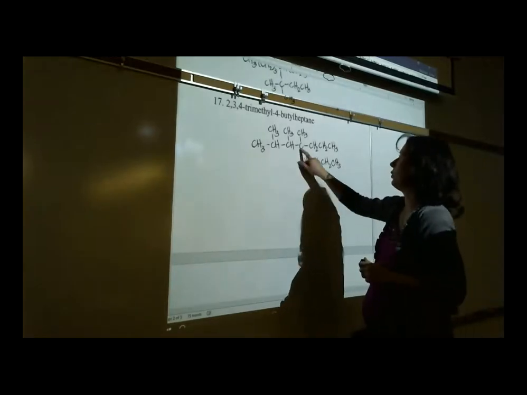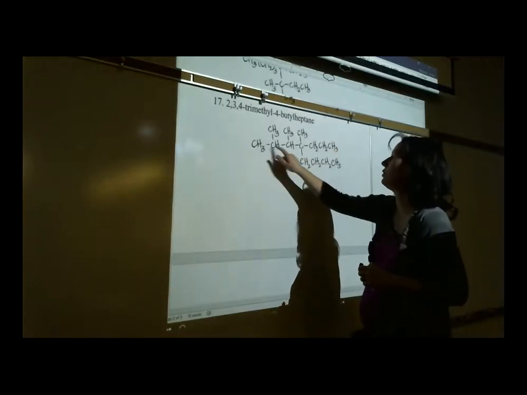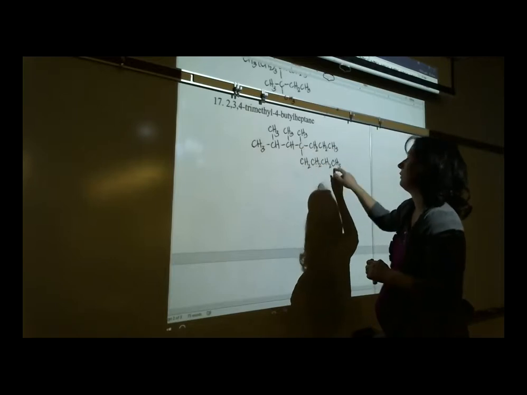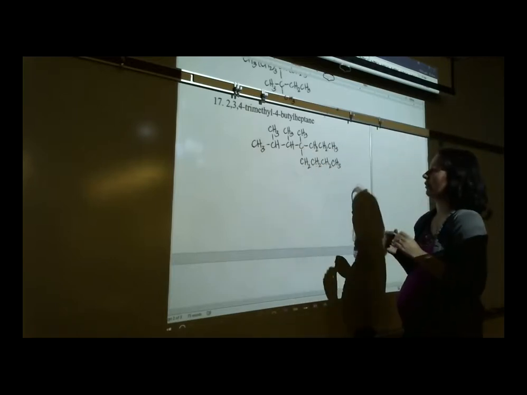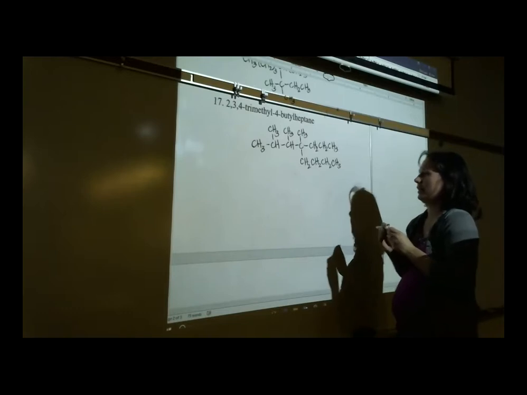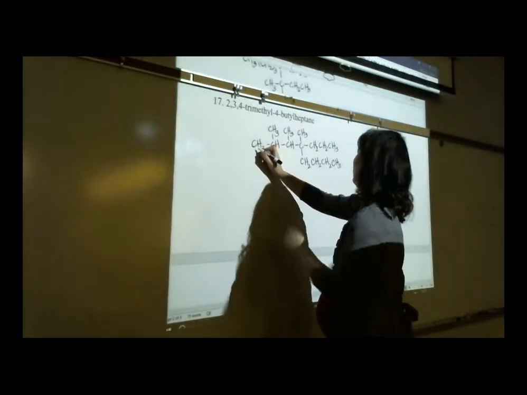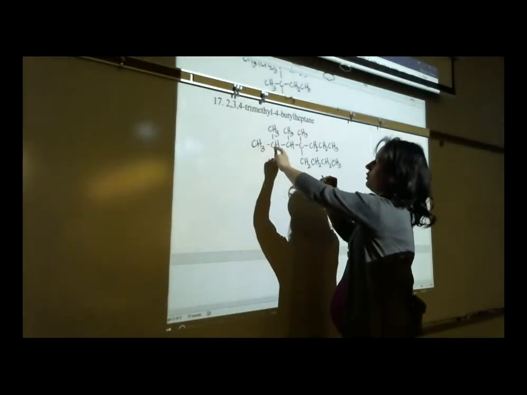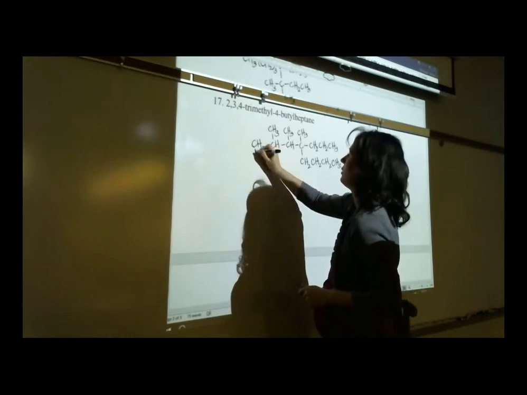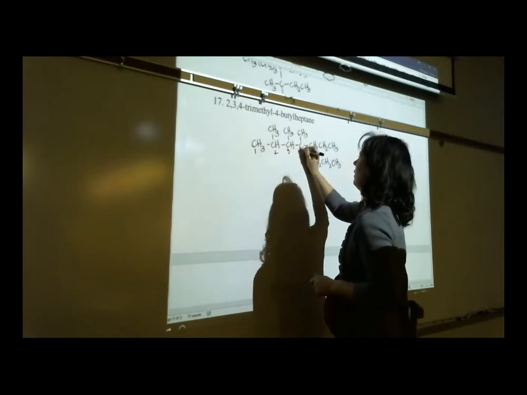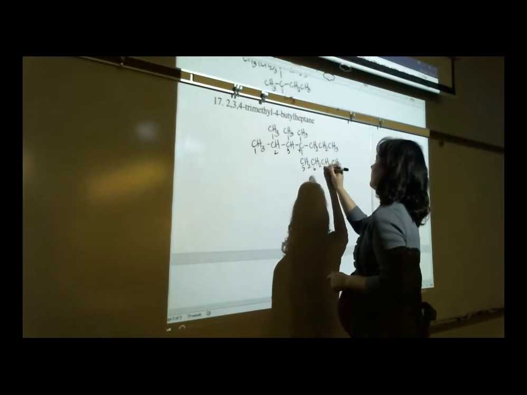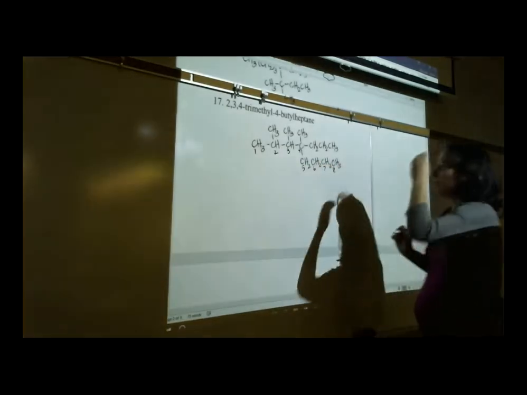1, 2, 3, 4, 5, 6, 7, 8. Well, we know the student got something wrong, right? Because it's not a heptane, it's an octane. And we're numbering from this end because it gets me to my first substituent on carbon number 2.